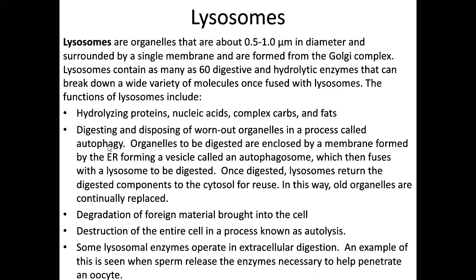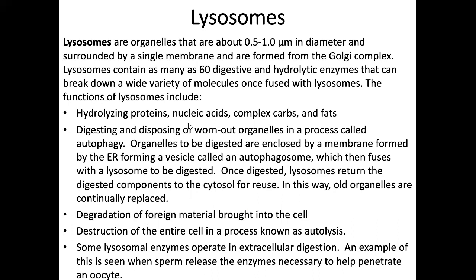Over time, for example, our mitochondria start to break down, and when they need to be removed from the cell, those organelles become enclosed by a membrane formed by the ER. And that forms a vesicle, a bubble called an autophagosome. Then that fuses with a lysosome, and those enzymes inside can then go to work. Okay, they can then break those things down to usable things that can be recycled. So recycled stuff gets released back into the cytosol for reuse. So in this way, we're going to constantly replace organelles, and it's not a wasteful thing. Okay.